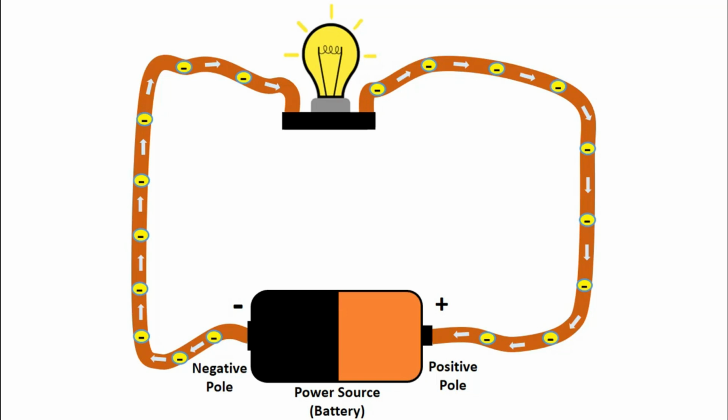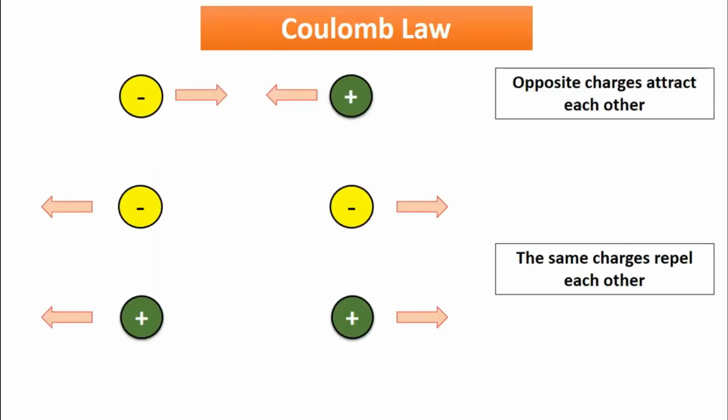Let's see together. First of all, according to Coulomb's law, everyone knows that opposite charges attract each other and the same charges repel each other. To understand how electric current is formed, we need to know the atom's electron configuration.